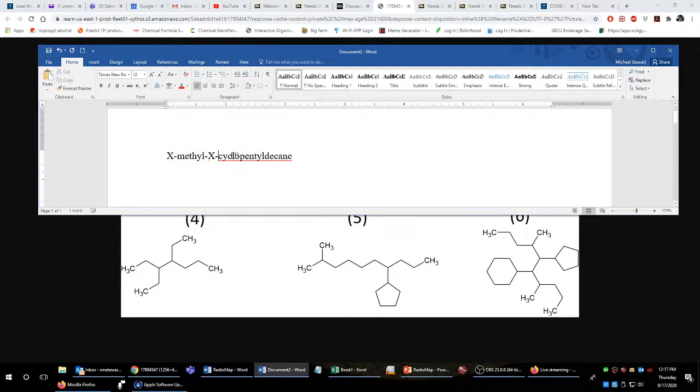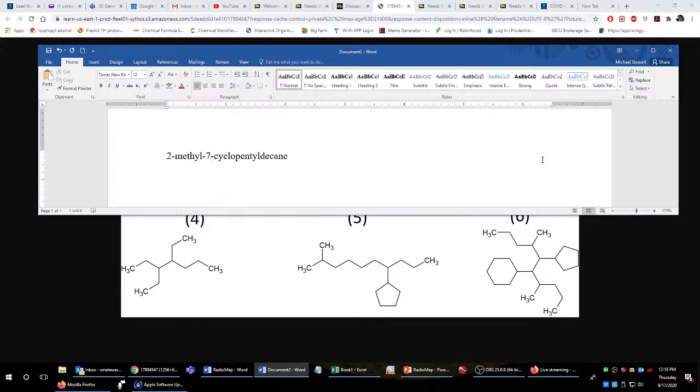Now, again, if this was just a 5-member ring, we call this cyclopentane, but because it's a branch, we add that YL to indicate that it is an alkyl branch. Now, since the methyl group comes first, we want to memorize its numbering, so this is going to be 2-methyl, 3, 4, 5, 6, 7, cyclopentyl decane.